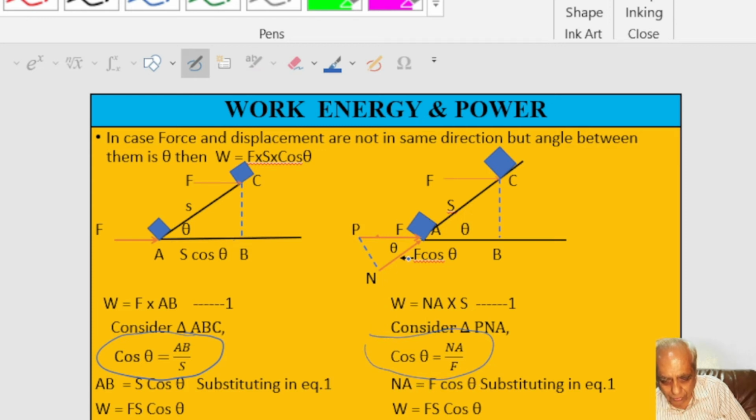So NA is the force in the direction of displacement. Therefore, work done is force into displacement. So work done would be F cos theta into displacement S, so Fs cos theta. So I can take either force or displacement in the direction of the other. The answer would remain the same. So the formula is W is equal to Fs cos theta. Is it all right?